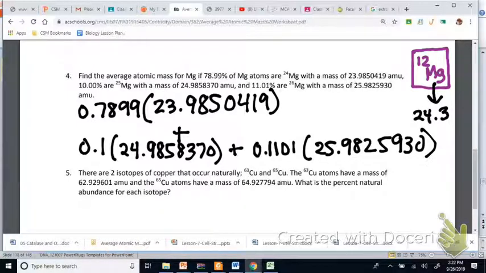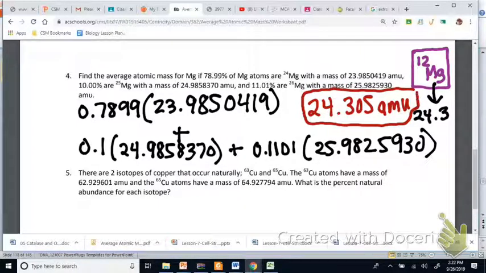And when we simplify this expression, we obtain 24.305. That's AMUs, atomic mass units. We're going to talk about those atomic mass units tomorrow. And that answer correlates really well with what we see on the periodic table, which is 24.3 AMU. So our answer makes a lot of sense. We have confidence in it. We're ready to talk about number 5.